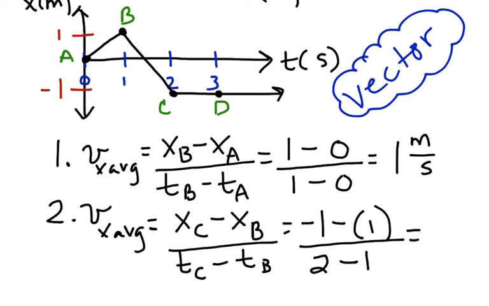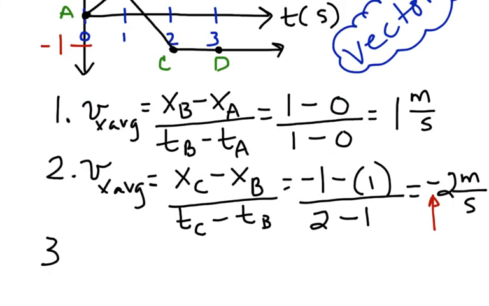So I'm going to get an answer here of -2 meters per second. Notice here that I have a negative. This negative is very important. This negative means between points B and C, this object is moving in a negative direction. It might be defined as left or down or south. And because of that, we say the velocity is a vector.